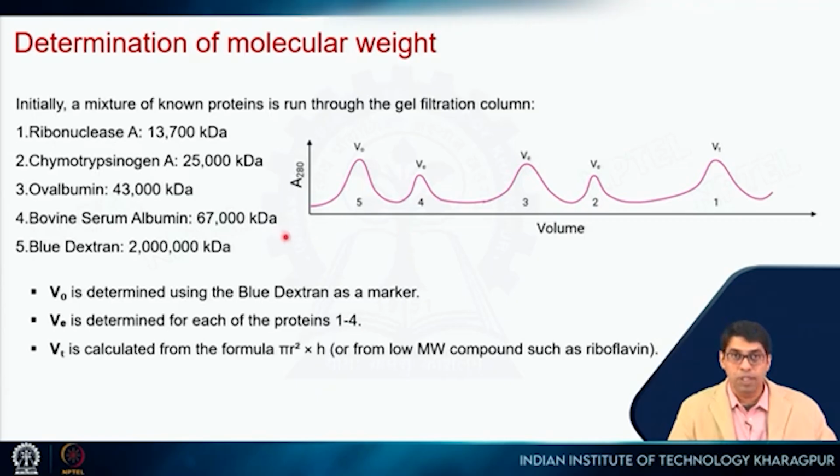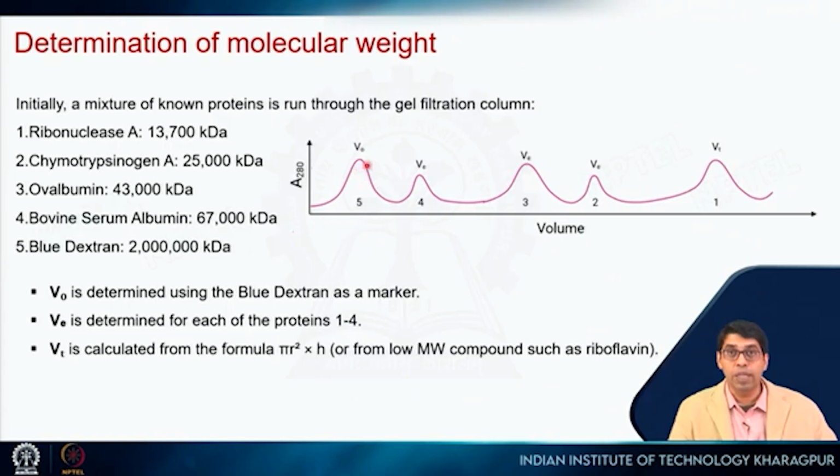For that, what we do is we run a mixture of proteins. These proteins will depend on the actual separation range of the column, right? So, if the column separates something between 10 kilodalton and 100 kilodalton, then maybe this is fine. But if it separates something between 10 kilodalton and 600 kilodalton, then you will want to use some proteins which are bigger than bovine serum albumin. Okay. So, you have this mixture of proteins, you pass it through, you know their mass.